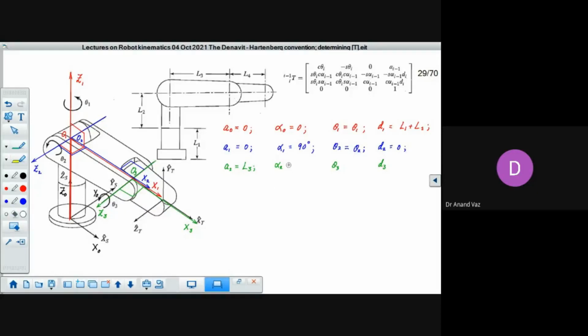What about alpha 2? It's the link twist for the link 2. And you can see that if you keep your thumb along x2 and turn from z2 towards z3, here you will get 0.